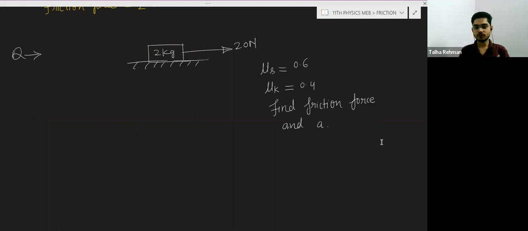First you have to check whether this object will move or not. If the object is moving, then I have told you what type of friction will be there. If the object is at rest, then I have told you what type of friction will be there.